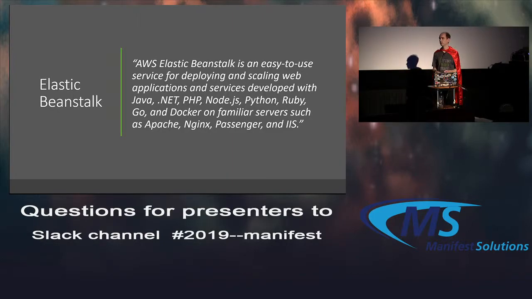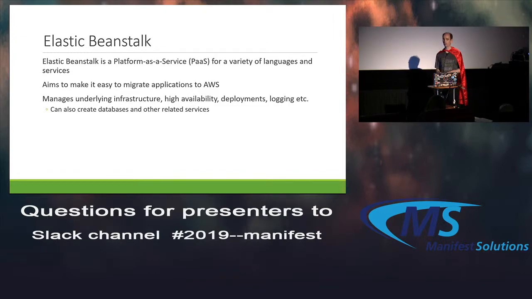Now I'm going to briefly mention Elastic Beanstalk. This is more out of completeness than anything. Elastic Beanstalk is really an option for easily running lots of different languages, and it's really a layer on top of other AWS services. It's a platform as a service for a variety of languages. And I think one of the real reasons that Beanstalk exists is to make it easy to migrate existing applications, potentially from on-premise onto AWS, without having to learn a lot about AWS behind the scenes. This is going to manage your infrastructure, your EC2 instances, your load balancers. It's going to handle things like deployments and logging. It can also create databases and other related services.